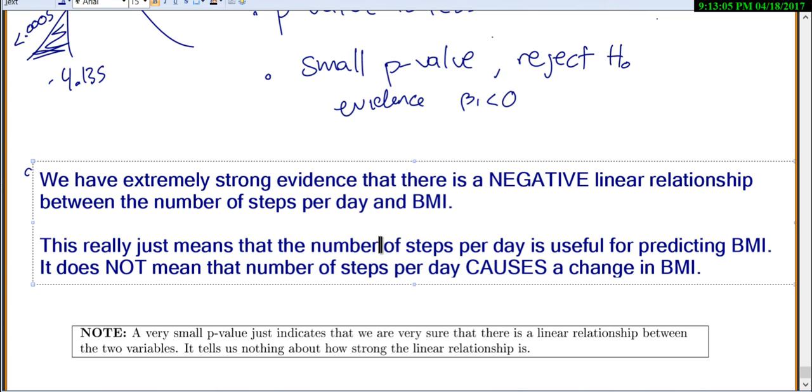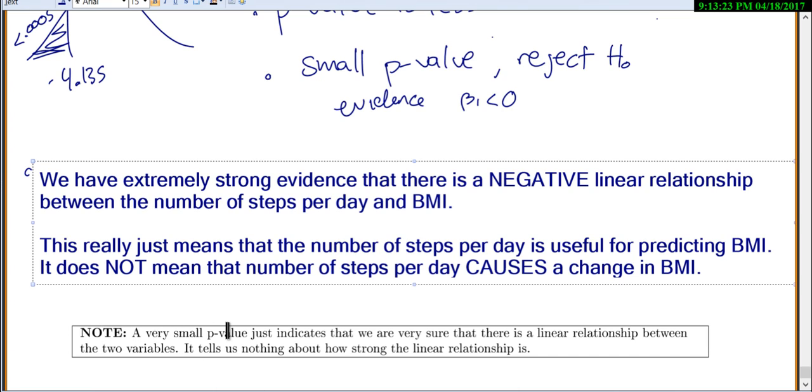Now, that doesn't mean that it's not causing it, because there could be an actual cause and effect relationship, but we don't know that. As statisticians, all we know is that the number of steps is useful for predicting BMI. We have not proven or shown or even suggested that the number of steps causes a change in BMI.